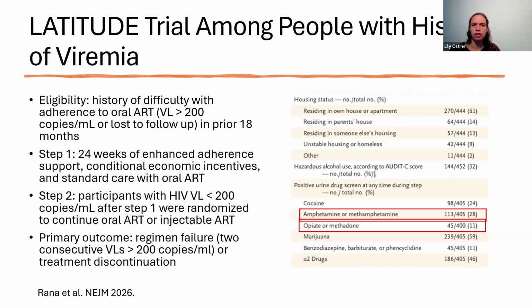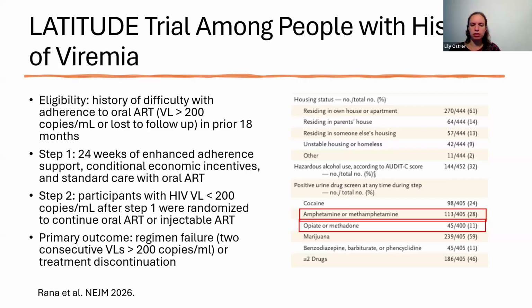And it was a two-step trial. In the first step, people were given what they called enhanced adherence support, as well as conditional economic incentives to achieve viral suppression on oral ART. And then those who achieved viral suppression were eligible to move on to step two, where participants were randomized to either continue oral ART or to switch to injectable cabotegravir-rilpivirine.